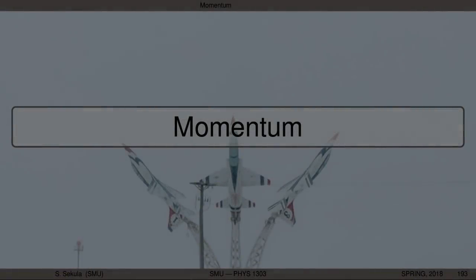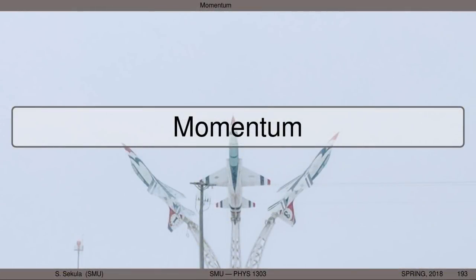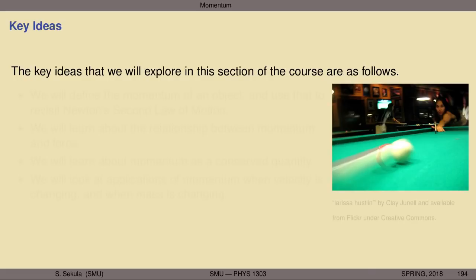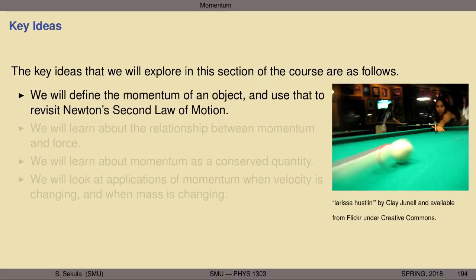We're going to learn about the last major significant fundamental concept that we're going to encounter in this course, and that is the concept of momentum. The key ideas that we will explore in this section of the class are as follows. First, we will define what is the momentum of an object.